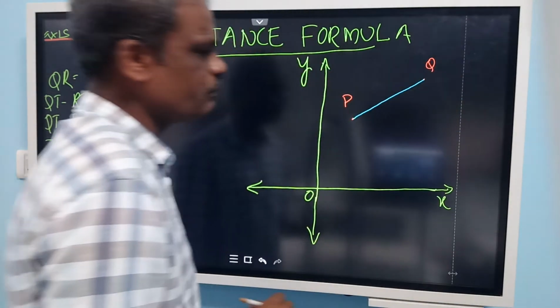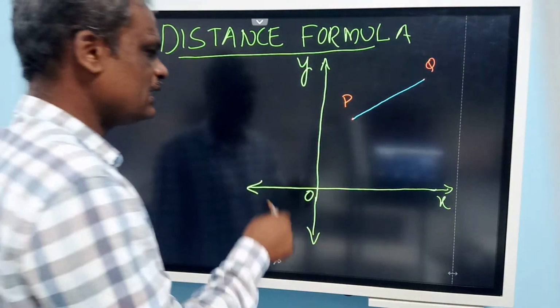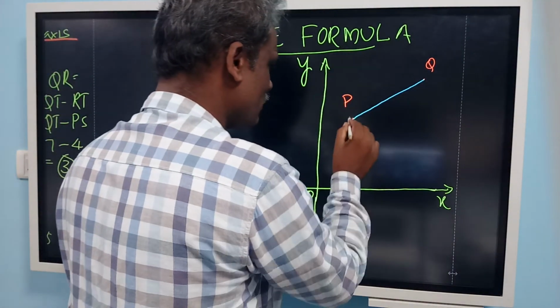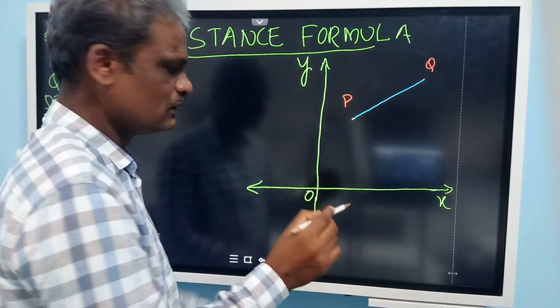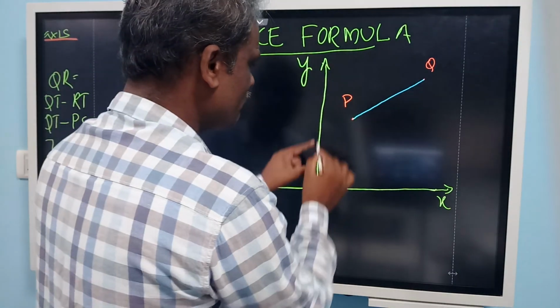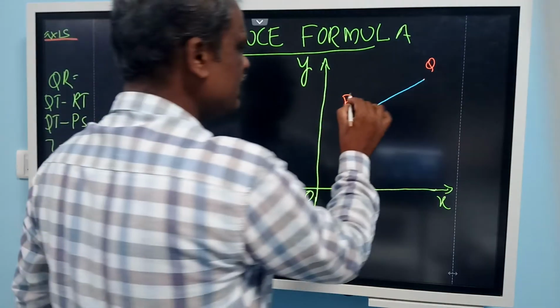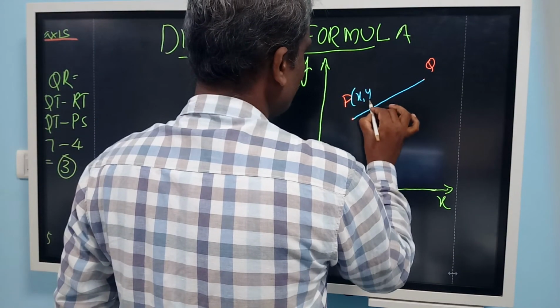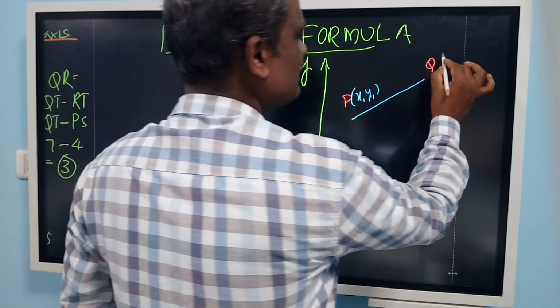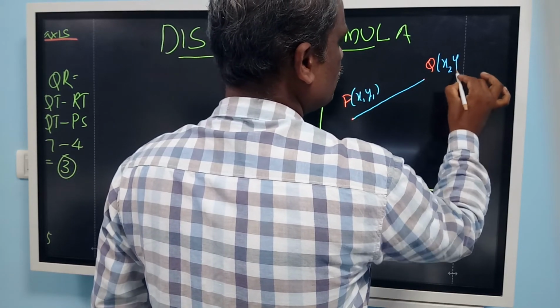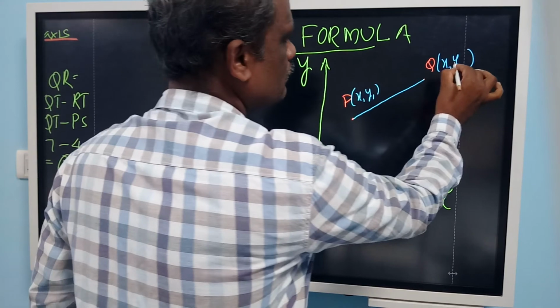I want this distance PQ. For that I want to know the coordinates of point P. What is the distance from the y-axis to here? What is the distance from the x-axis? So I will take that as x1, y1, and I will take this as x2, y2. Is it clear?